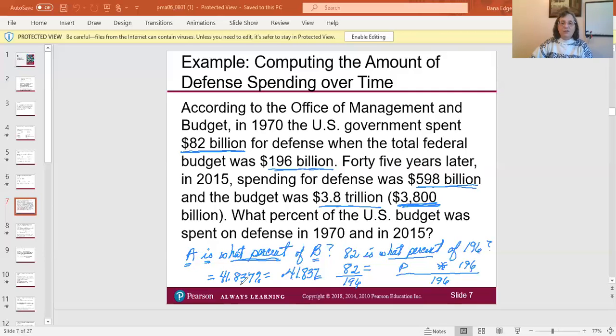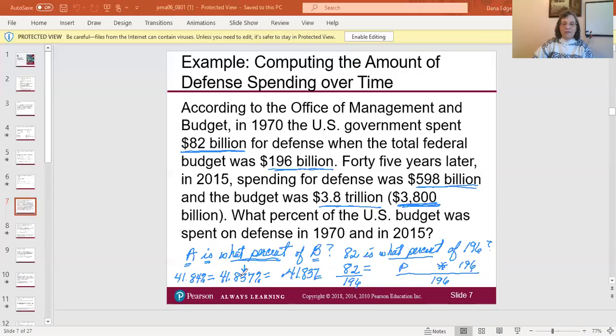So 41.837, if they want 2 decimal places, we're going to keep the second, but we look at the third to see whether the second will stay as it is or go up 1. Since the next decimal place is 5 or larger, we go up. So for 2 decimal places, our response would be 41.84%.